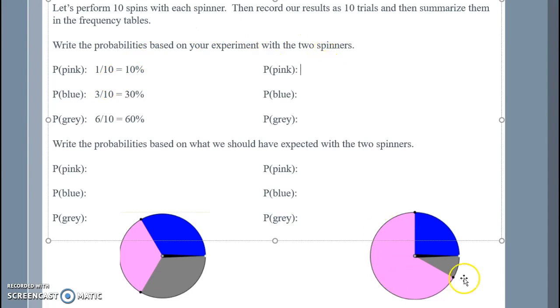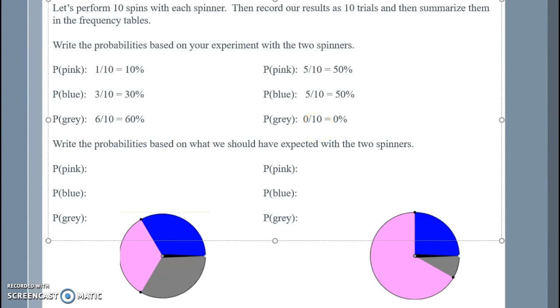The pink, in what I would say was the unfair one, was 5 out of 10, which gave us 50%. And the blue also gave us 5 out of 10, or 50%. And then we had 0% for gray, because we had 0 out of 10.